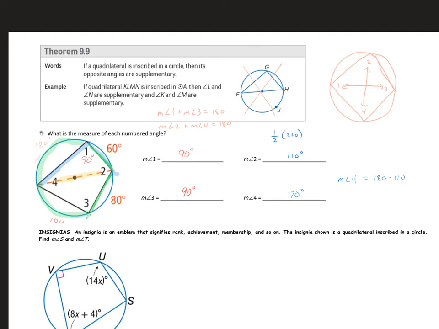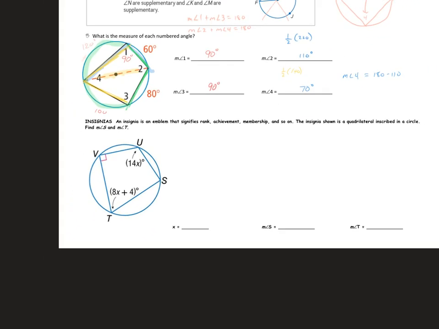I didn't have to start there. I could have started with angle 4 if I wanted to. And if you look, angle 4 is formed right here. So 60 and 80 is 140. So I could have said it is half of 140. And half of 140 is still 70.